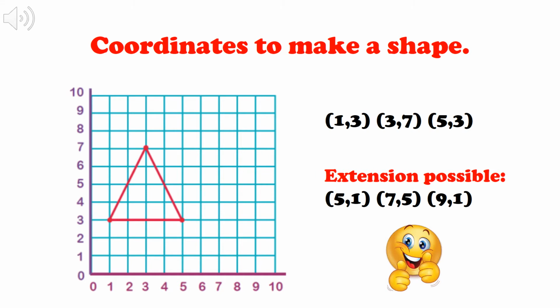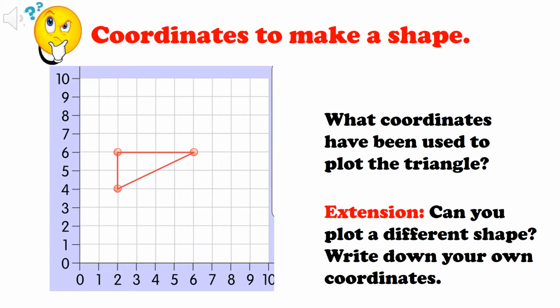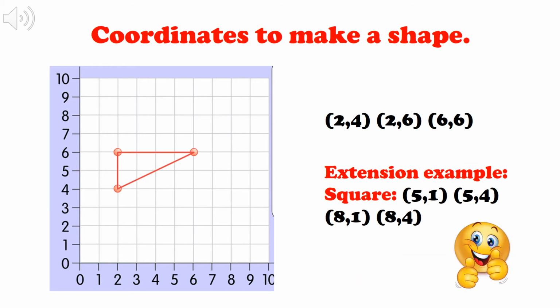On the screen in front of you, you will see the coordinates to make the triangle. You will also see some coordinates for the extension, which are just a possible answer. Look at the screen in front of you. What coordinates have been used to plot the triangle? And I want you to write those down in your book. And once you've done that, I want you to see if you can plot a different shape, maybe a square, maybe a rectangle, maybe even a hexagon, and write down your own coordinates. On the screen in front of you, you will see the answers for the triangle coordinates, and you will also see an extension example using a square.